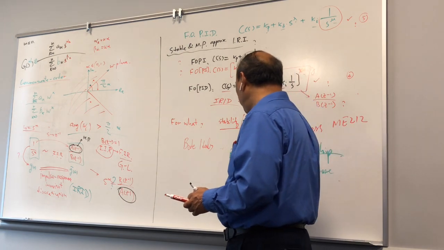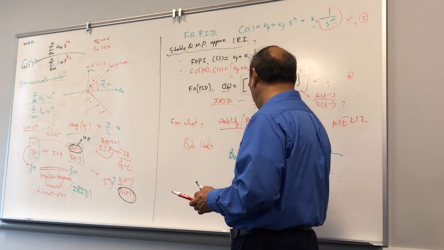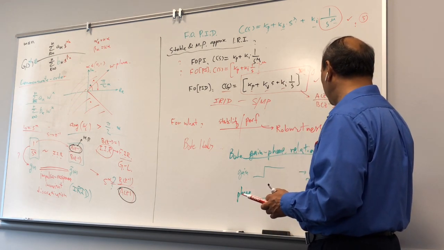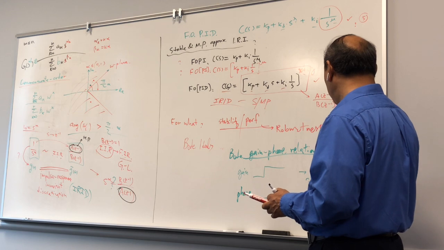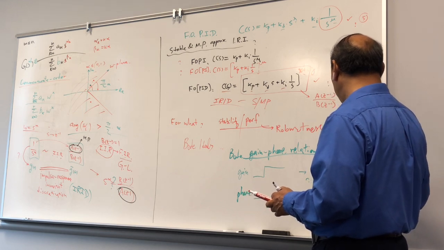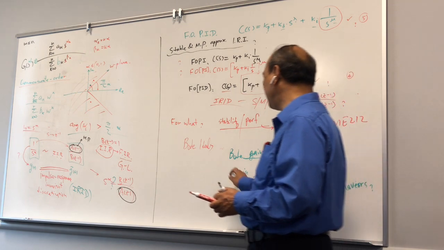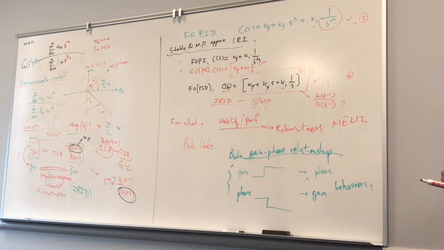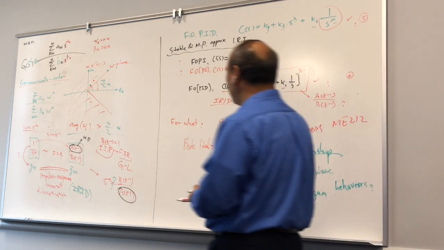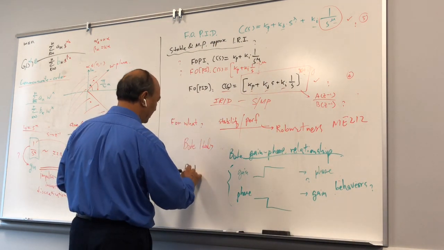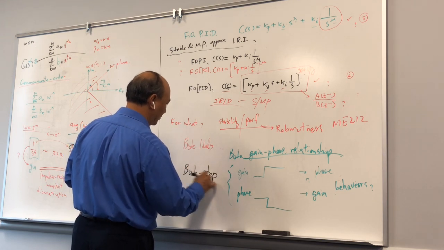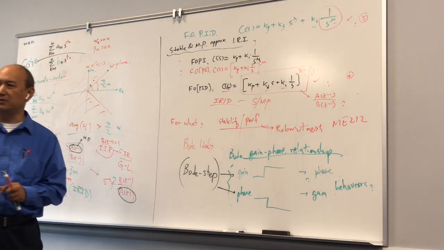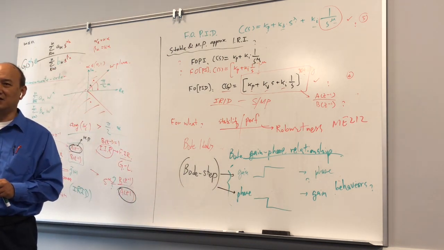Then, if my phase is doing this, how should my gain behave? So I think this can be induced from this equation. I hope you can think about it. So in this sense, I call this Bode's step. It could be a gain step, it could be a phase step.